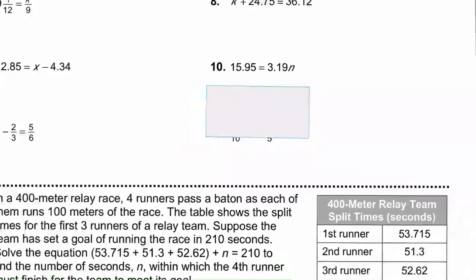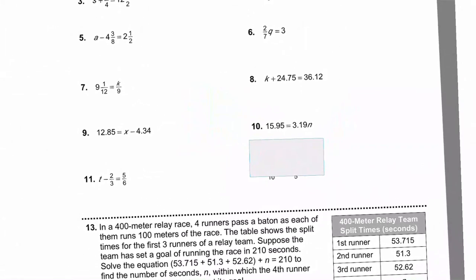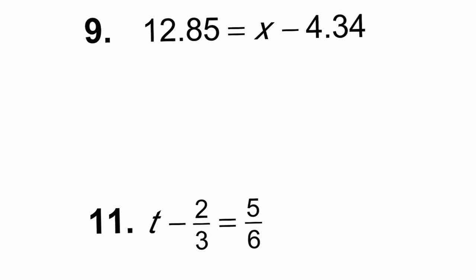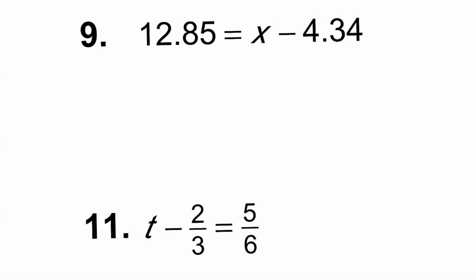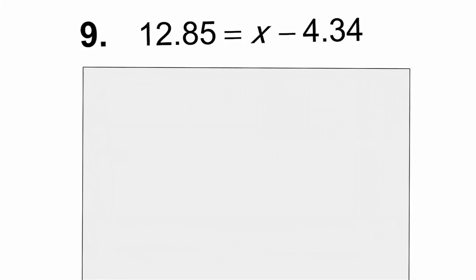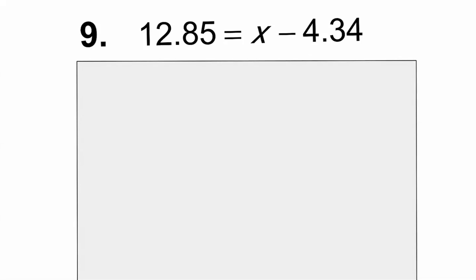All right, let's see here. We'll do an adding with decimals. Let's do number 9. It says x minus 4 and 34 hundredths is 12 and 85 hundredths. So just like always, isolate your variable. What's happening next to it? Subtraction. I'll do its inverse, which is addition. This becomes 0. So what I do to one side, I need to do to the other. So I'm going to add 4 and 34 hundredths.